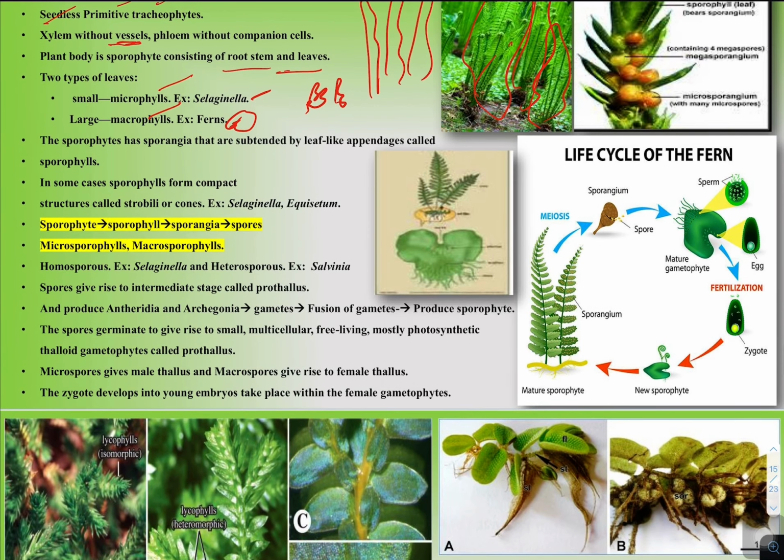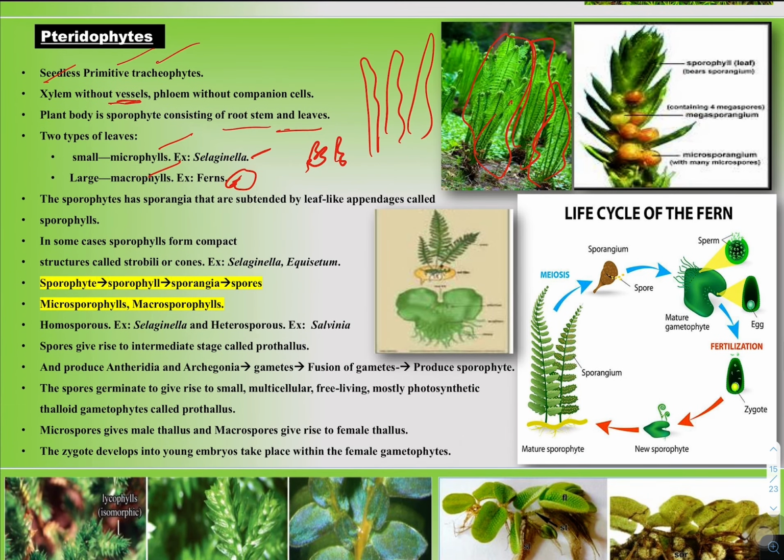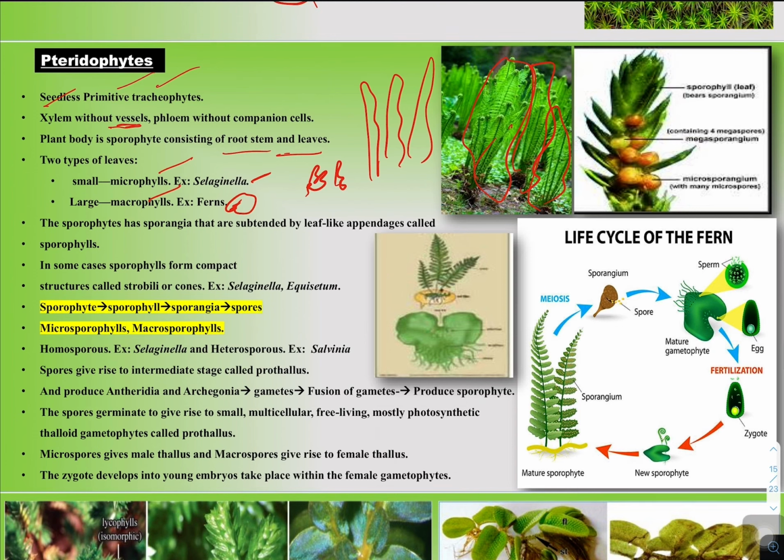Next, the sporophyte, the thing which we are seeing, has sporangia. Sporangia are nothing but spore-bearing structures within which spores develop. Hence, they are called sporangia. These sporangia are found attached to the leaves. In some cases, sporophylls form a compact mass.